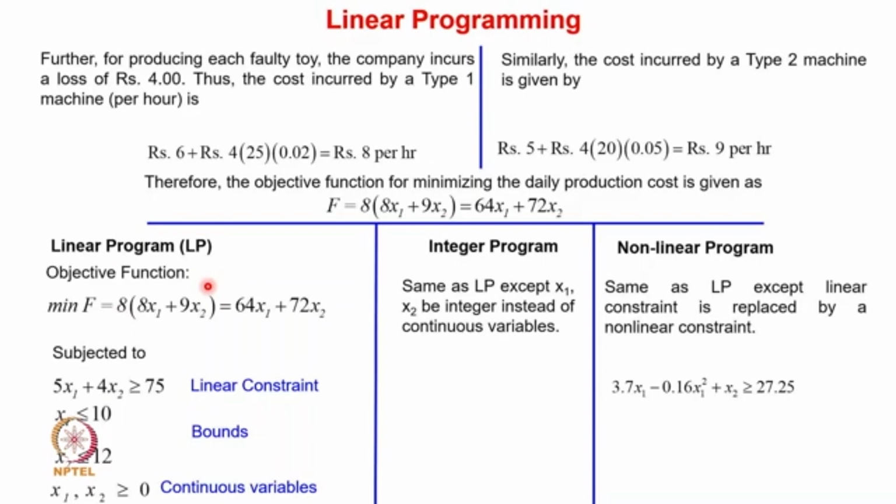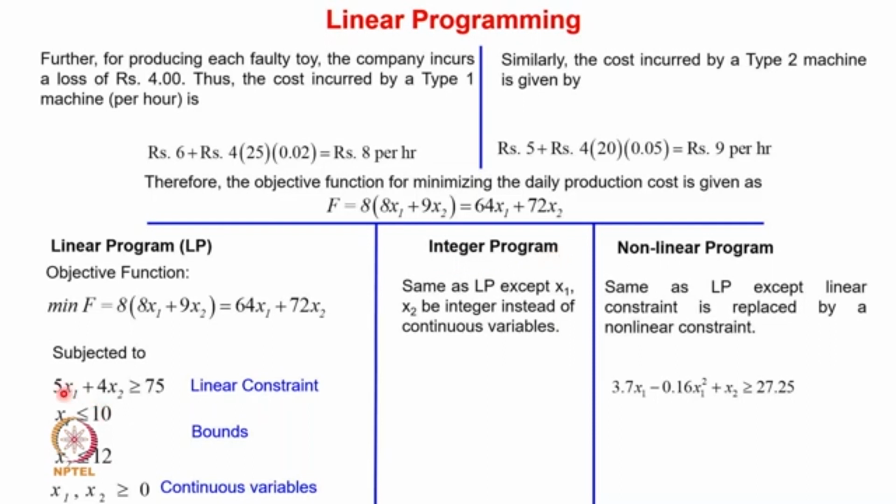But in a real practical case, you can see that x1 and x2 are integer values. This cannot be continuous. This machine cannot be 1.5. A machine can be either 1 or 2, isn't it? So if we impose an additional constraint that x1 and x2 should be integers instead of continuous variables, in that case this particular problem becomes an integer program.